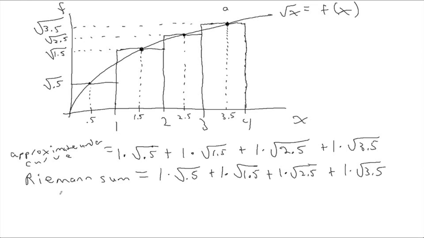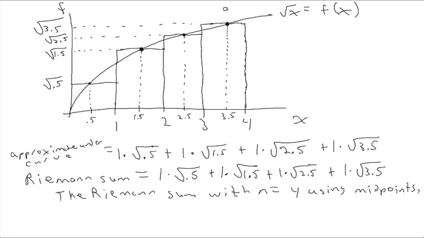So in this case, this was the Riemann sum with n equal 4 using midpoints. So what does n stand for? N stands for the number of rectangles. So what we did in the last problem is we found the Riemann sum with n equals 4 using midpoints.